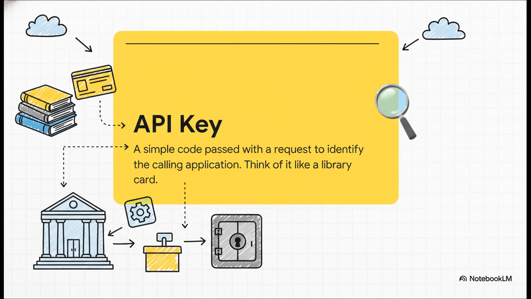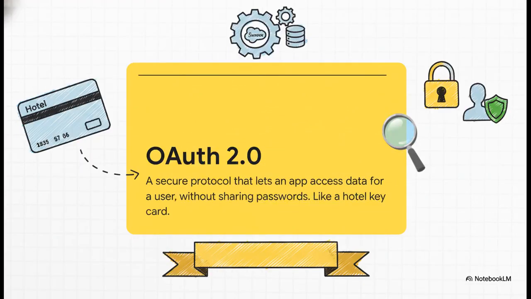Seriously, just think of it like your library card. It proves you're a member of the library and you're allowed to check out books. It's great for identifying your app when you're just accessing public or semi-public information. But what if you need more than just library access? For the really sensitive, important stuff, you need something way more robust.